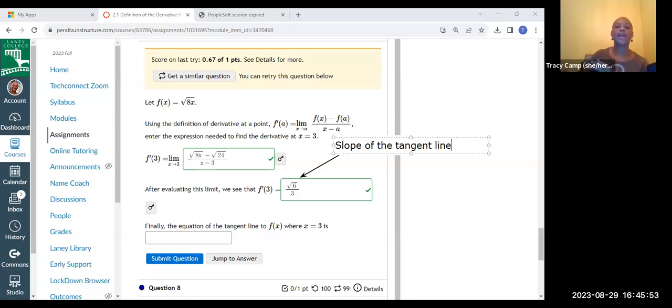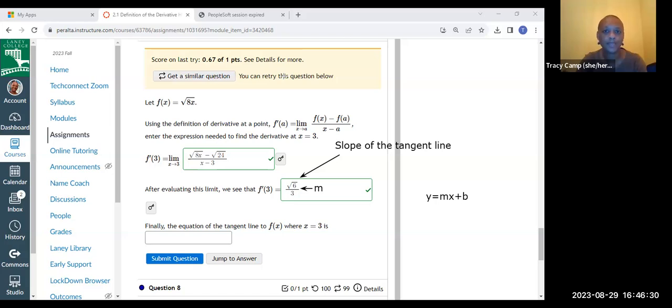So when they're asking you to write the equation of the tangent line, when you write the equation of a line, it's y equals mx plus b. Well, we have the m part. Our m is what I just found. So this is the m. Now we just need to find the b, and to find the b, we'll use a point on our function, on our curve.